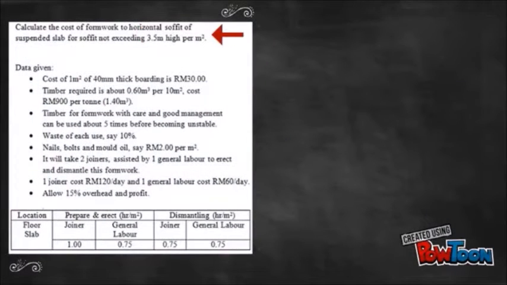Now we are going to calculate the formwork to the horizontal soffit of the suspended slab for soffit not exceeding 3.5 meter high per meter square. The left-hand side of the video screen shows the question and the data given. We need to refer to the data to do the cost estimate. All the costs we calculate as RM per meter square.